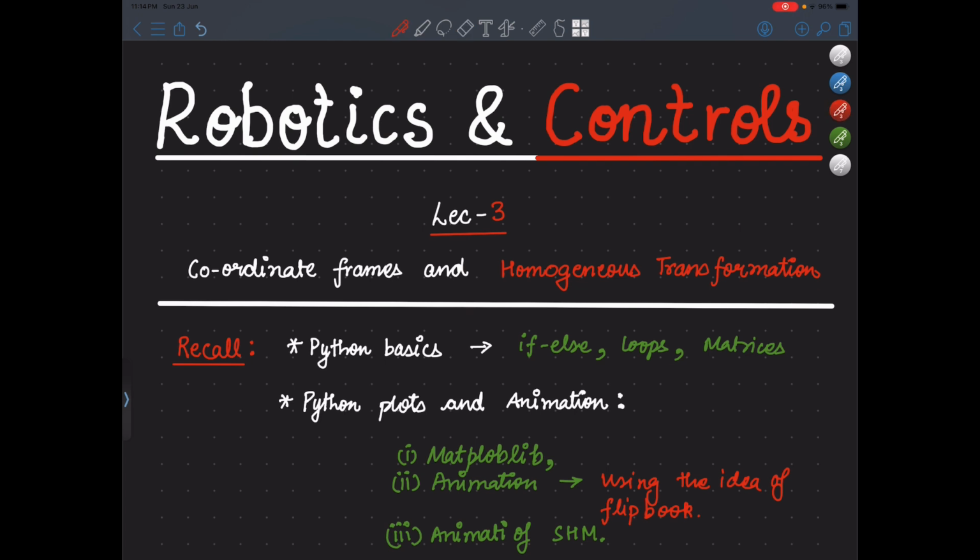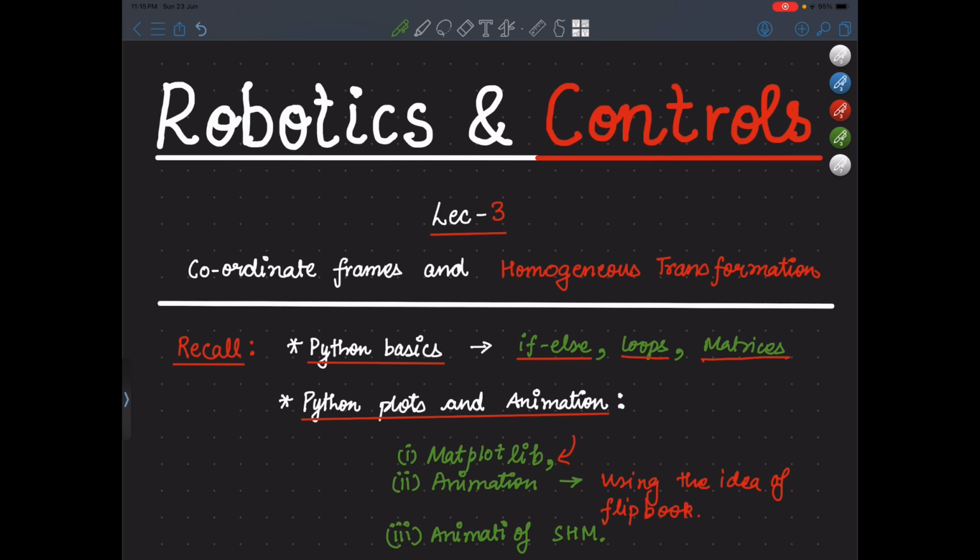In our previous lecture, we learned about Python basics. We learned about several conditional statements like if else, loops, matrices, etc. We also had a lecture on Python plots and animation, which we'll use in our future lectures. So we learned using the plot function from the matplotlib library. We also saw how we can animate using the plot function.